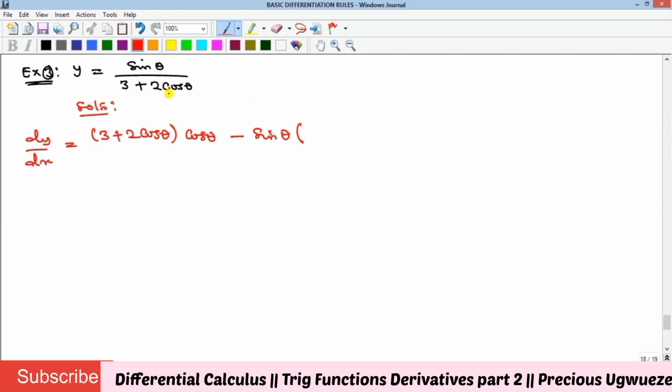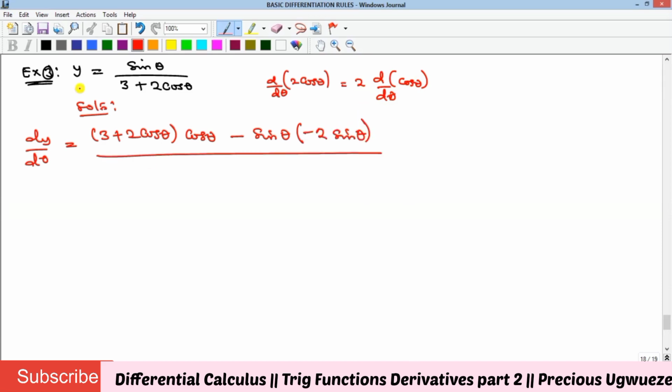If you differentiate 2 cos theta, remember that in this case you are differentiating with respect to theta, sorry. So you are differentiating 2 cos theta. What will happen here? This is the same thing as 2 coming out, and then you have cos theta here. So all we need to do is differentiate cos theta and multiply by 2. When we differentiate cos theta, that's minus sine theta, and when you multiply by 2, you have minus 2 sine theta. Then the square of the denominator, which is 3 plus 2 cos theta all squared.